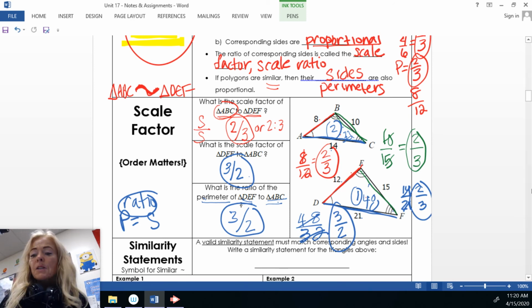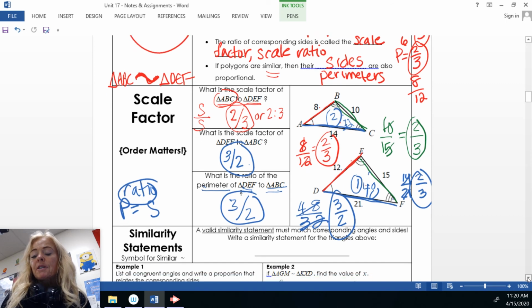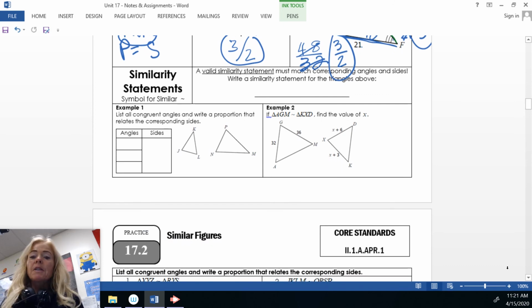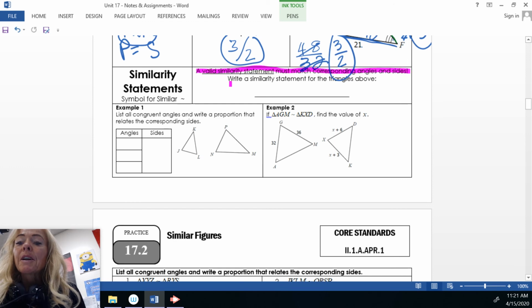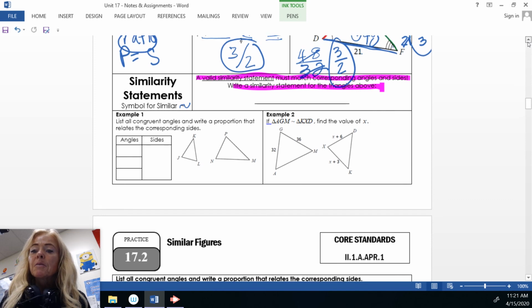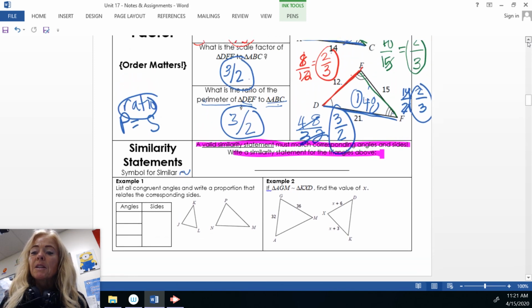All right, so that's what we are going to be asked to understand about similar triangles. And we have another little statement here. A valid similarity statement must match corresponding angles and sides. So that's another part that we have to understand. Okay, so the angles and sides match, just like in congruent triangles. So similar is that. We're supposed to find a similarity statement for the triangles above, the ABC and the DEF.